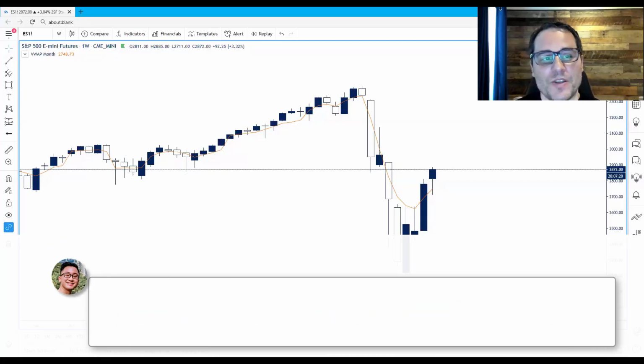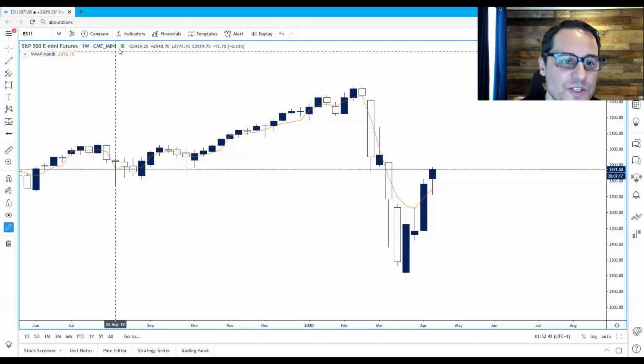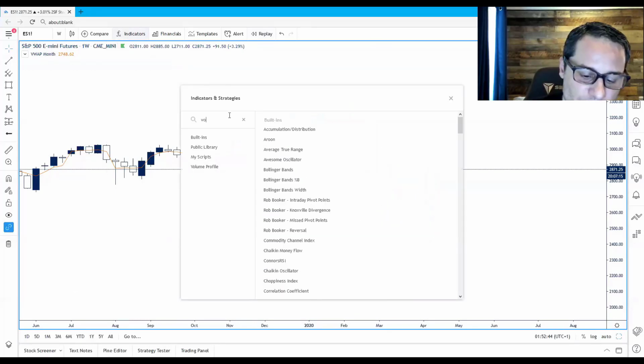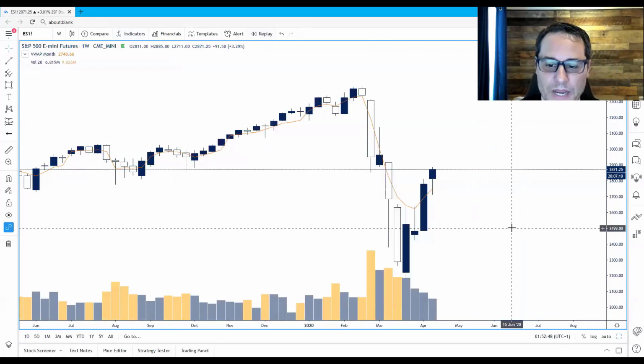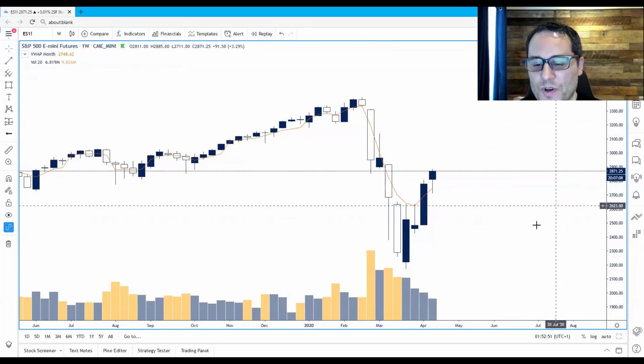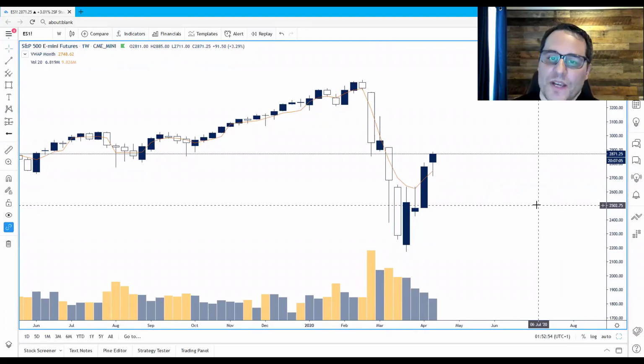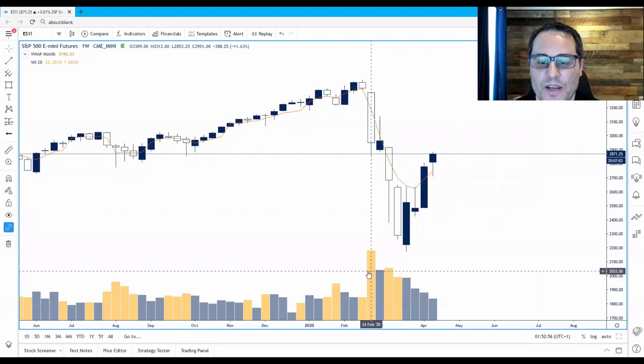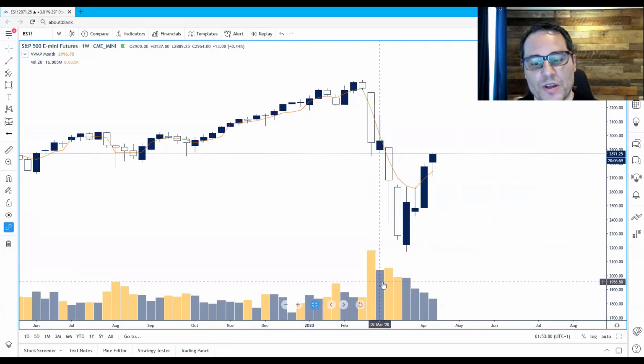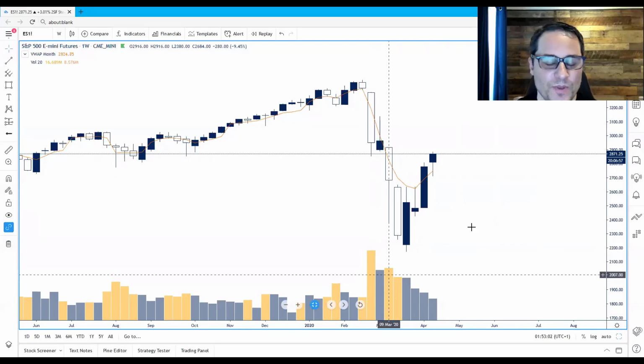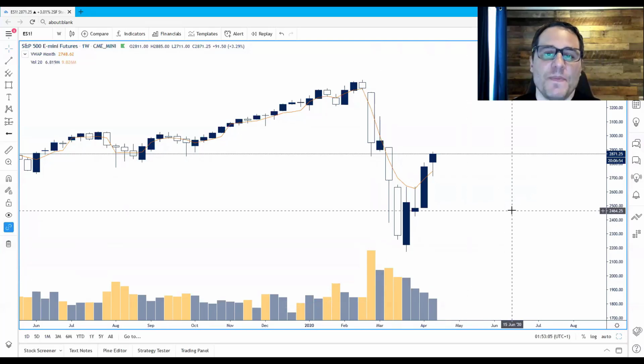So volume, you can get it very easily in TradingView. You just simply go to indicators, type in volume, hit it, and bam, there it is. So that is the volume data, basically. The way I have it color coded is that when there's bearish volume, it's one color, and when it's bullish, it's another color. It's dark blue. So volume is a type of flow data.